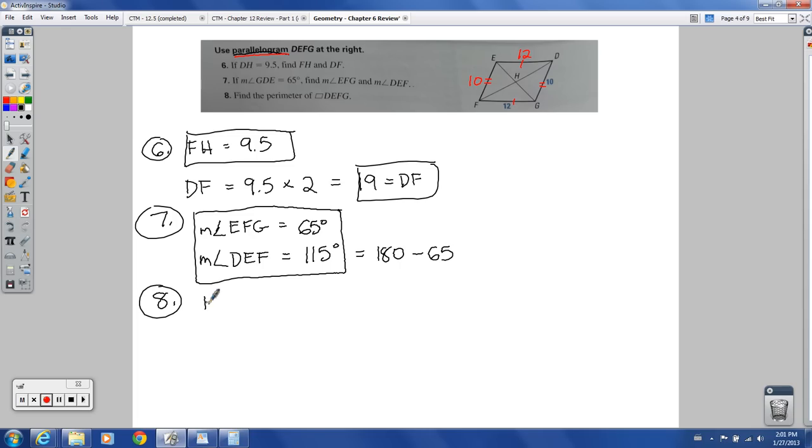So 12 plus 10 plus 12 plus 10. You could do 12 times 2 plus 10 times 2. That would give you the same thing. This is going to be 22 plus another 22 is 44 for that one. And so we're good to go on those three.